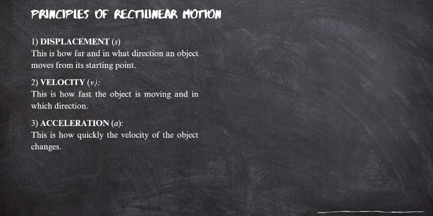Lastly is acceleration. This is how quickly the velocity of the object changes. Acceleration is also a vector quantity. If the object is speeding up, it has positive acceleration. If slowing down, it has negative acceleration.